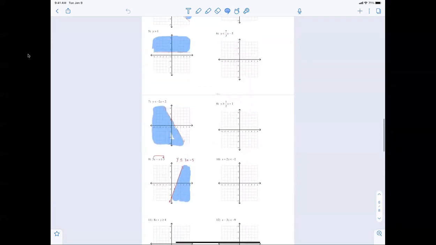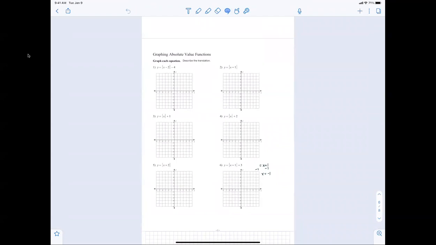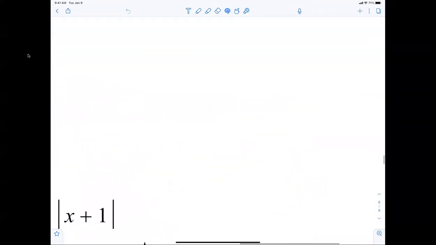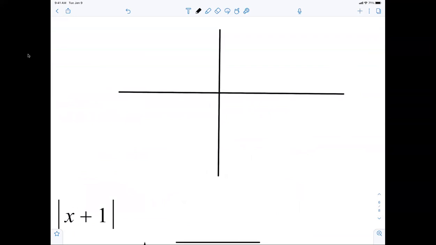Okay, so yes, graphing absolute values. All right, let's refer back to what is called the most basic form. The most basic form of absolute value. Does anybody remember what it was? What does it look like, absolute value?